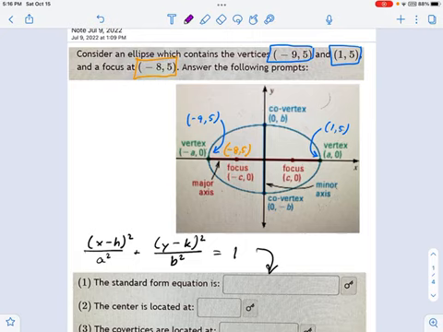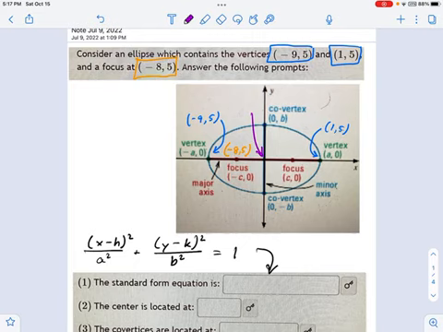Anyway, let's get started. So the first thing we're told is we have two vertices. Okay, here's one, here's the other. Now, if those are the two vertices, you can see what's changing between them is the x value. So we must be dealing with a horizontal ellipse. And to find the middle of that, you just take the average of the x values. So that points us to a center point right here.